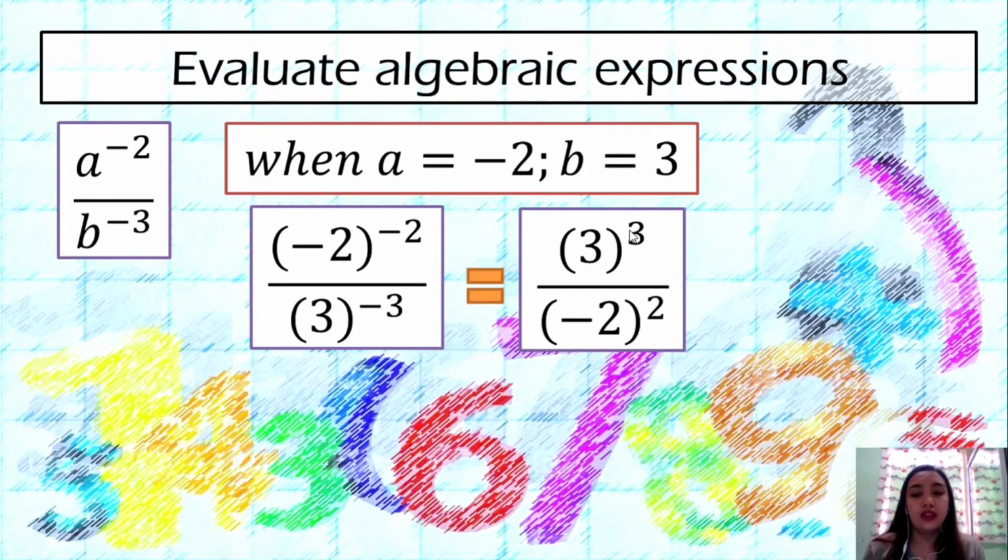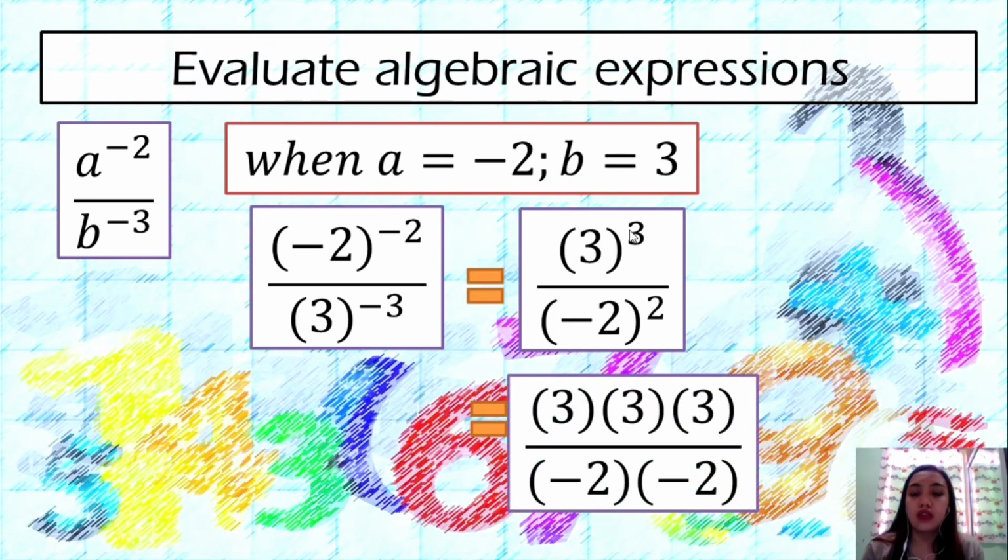Si negative 2. At naging positive na yung kanyang exponent. So, let us expand it now. So, si 3, ilang beses natin i-multiply? 3. So, 3 times 3 times 3. Over, ilang beses na i-multiply si negative 2? 2. Kasi ang exponent niya ay 2. So, meaning, negative 2 times negative 2.